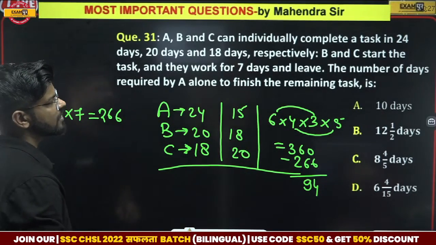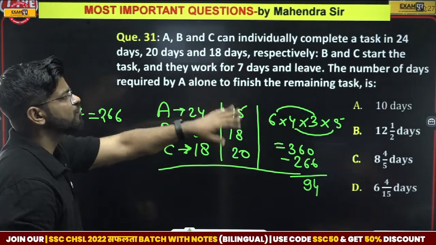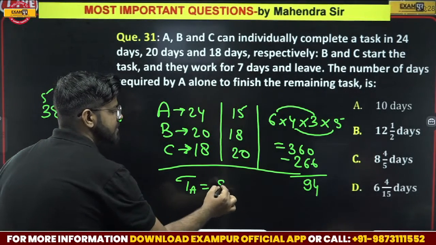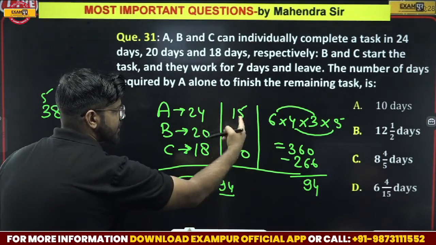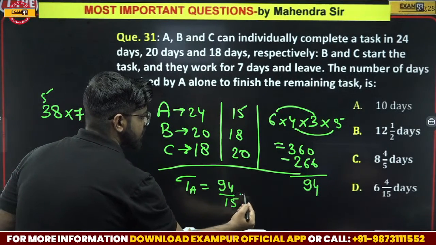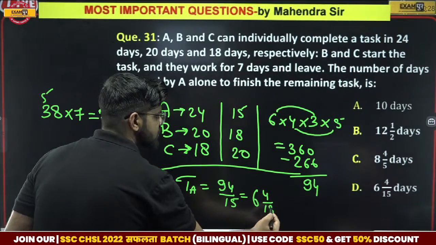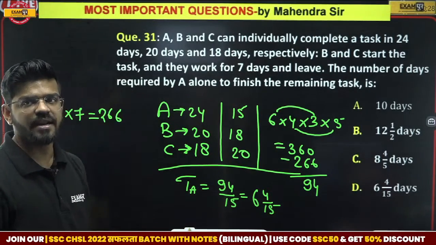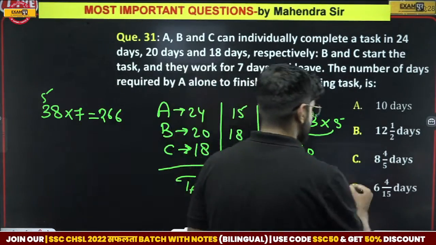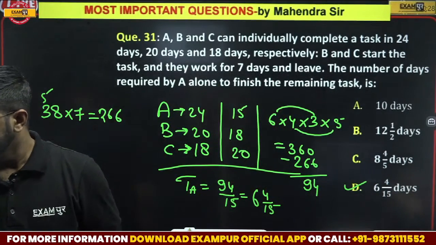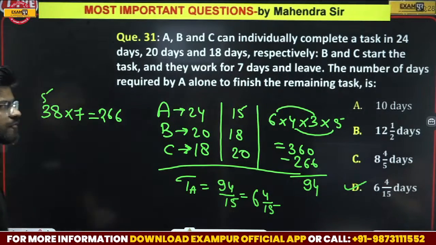And that 94 is done by A alone, so we have to find the number of days required by A to finish the remaining task, that is the time period of A. So work is 94 divided by the efficiency of A, that means 15. 15 times 6 is 90, remaining is 4. So 6 and 4 by 15 is my right answer. That means option number D. Yes or no? Clear to all of you?